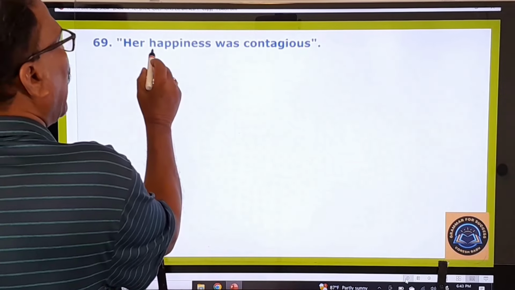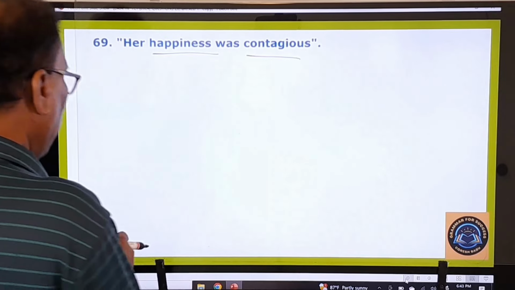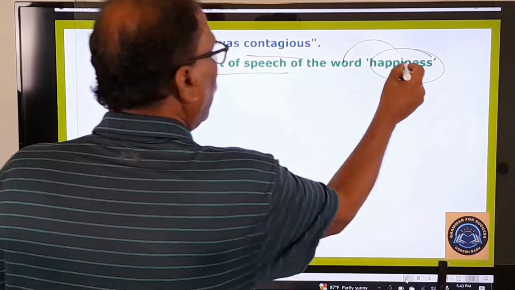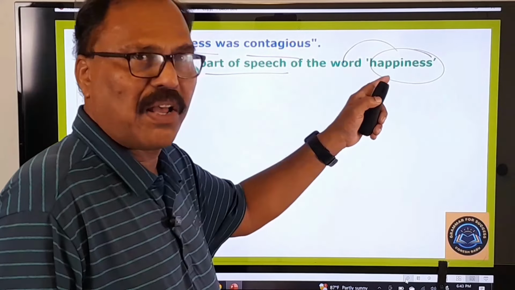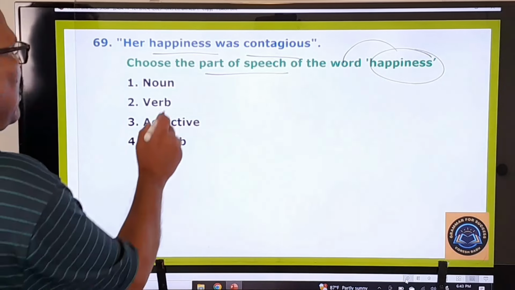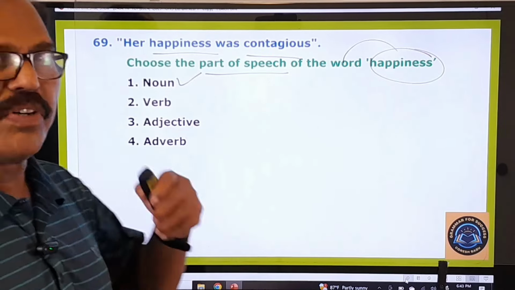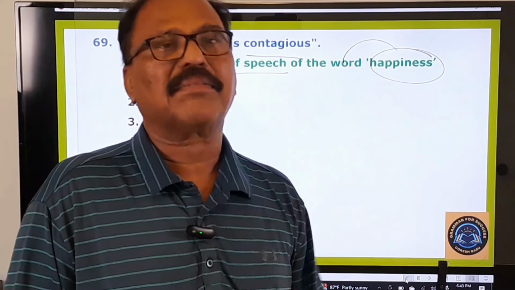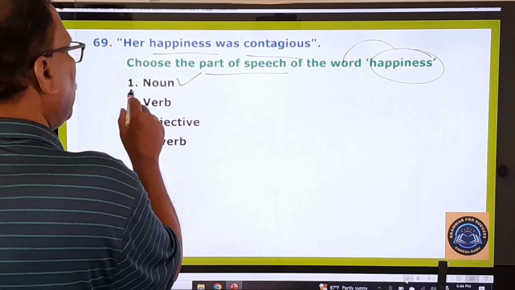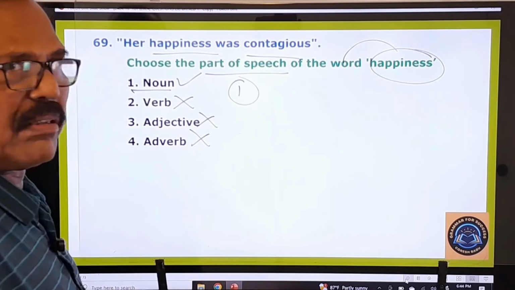69th question. Her happiness was contagious. That is the statement given here. And what is the examiner asking you to do? Choose the part of speech of the word happiness. He is asking you to identify the part of speech of this word. All ness words are nouns. It's a noun because it is ending in N-E-S-S, ness. All ness words, boldness, darkness, are called nouns. So here happiness is a noun, not a verb, not an adjective, not an adverb. So your answer will be the first one, right?